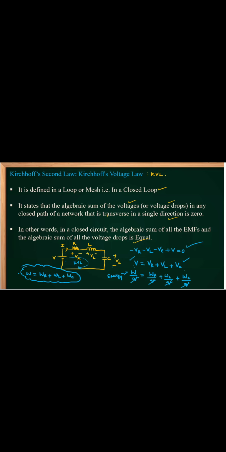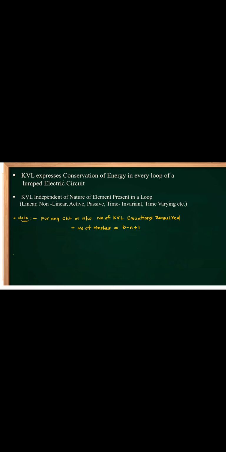That is, KVL is a conservation of energy in every loop of a lumped electric circuit. But KCL is a conservation of charge. KVL is a conservation of energy. And one more point to remember, KVL is independent of the type of element. Whatever element is present, resistor, inductor, capacitor, any element, you have to apply KVL. It is a law of conservation of energy in every loop of a lumped electric circuit.